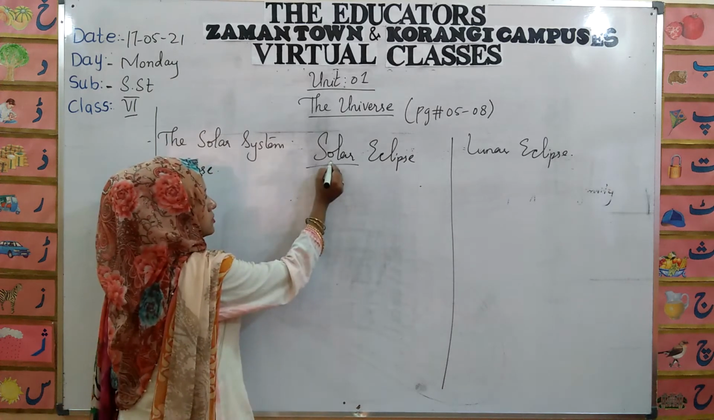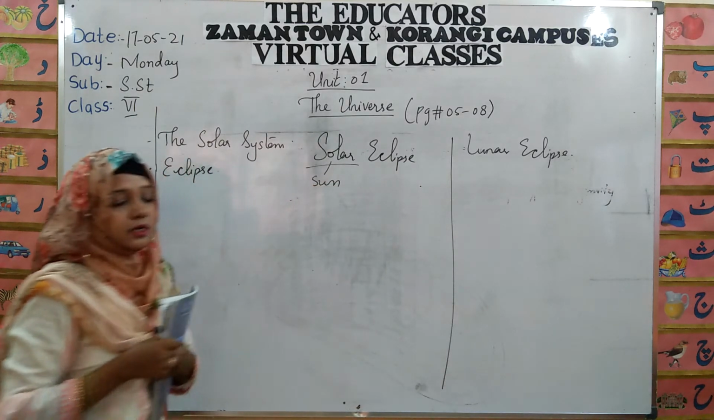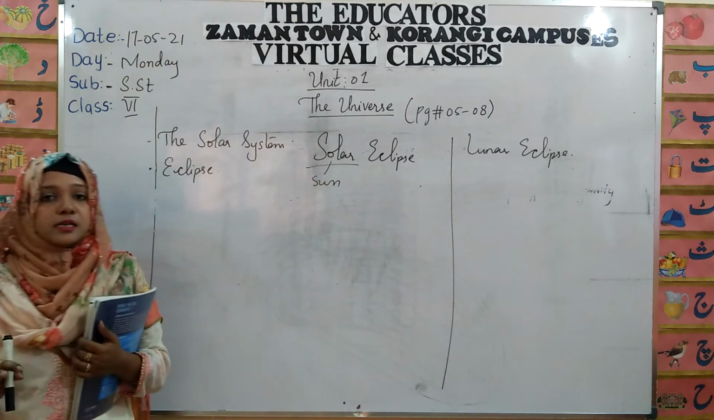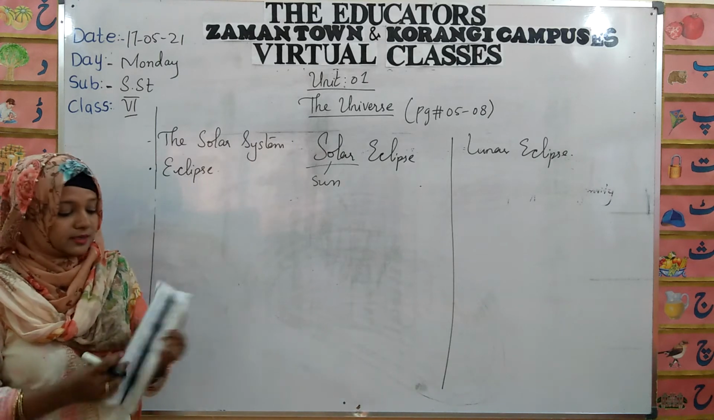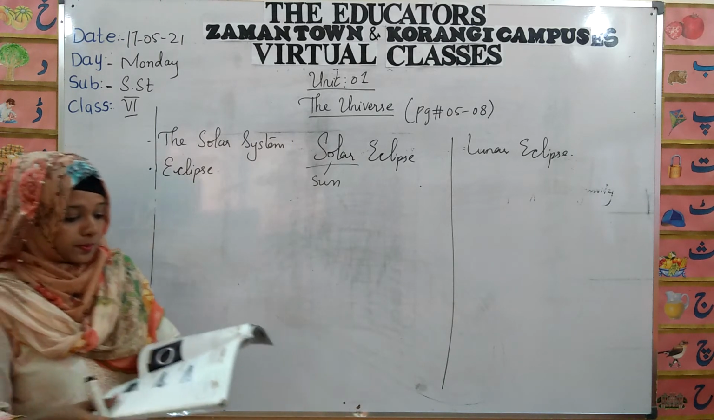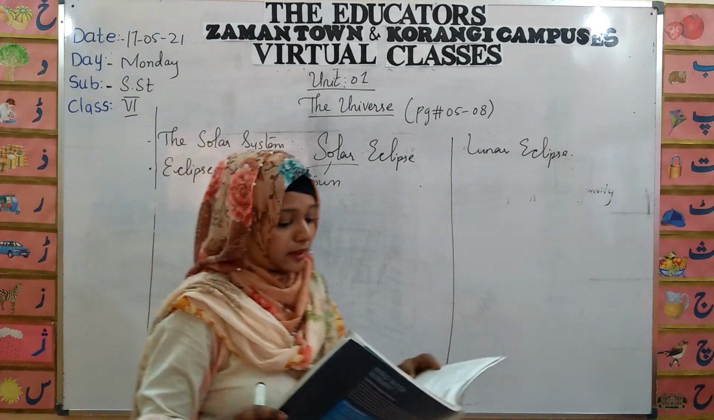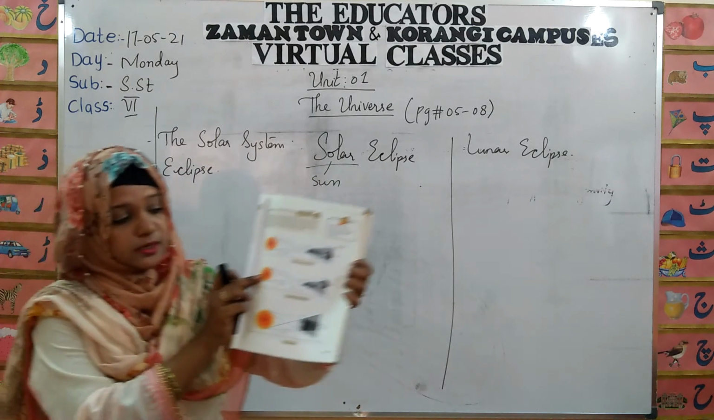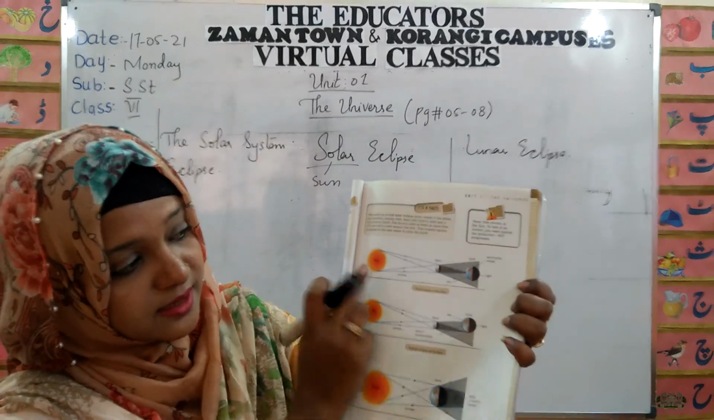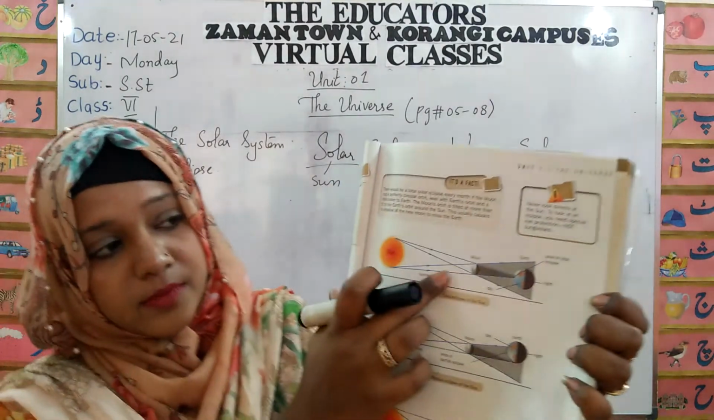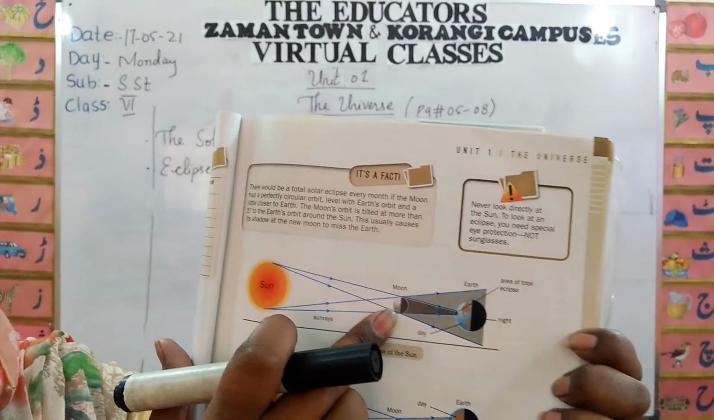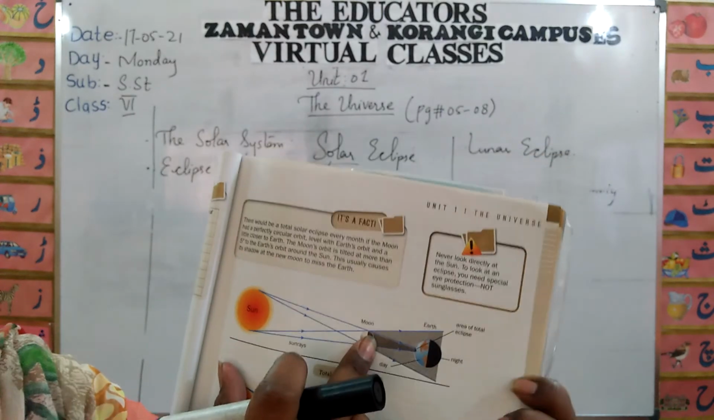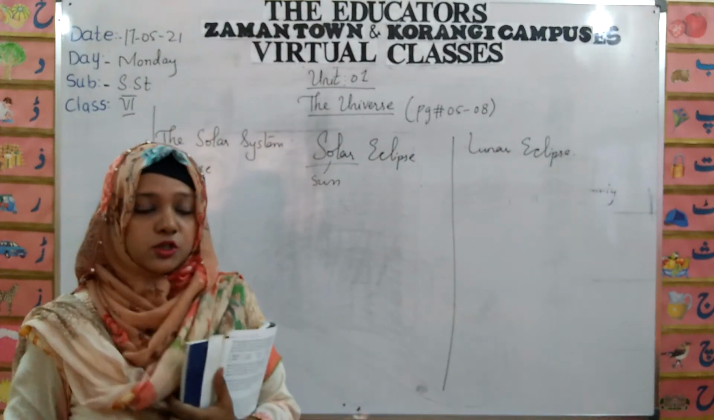As the name indicates, solar means sun, something related to the sun. Solar, sun, eclipse, blockage. It means the light of the sun is being blocked by something. By what? By the moon. In the solar eclipse, the moon moves between the sun and the earth. You can see in the picture, this is the sun and this is the earth. The moon comes in between them, resulting in either complete darkness or partial darkness.